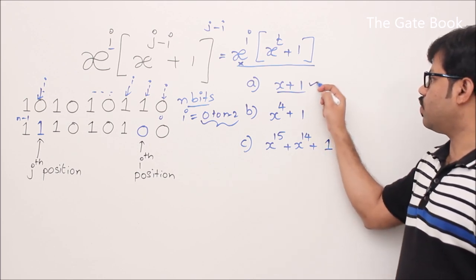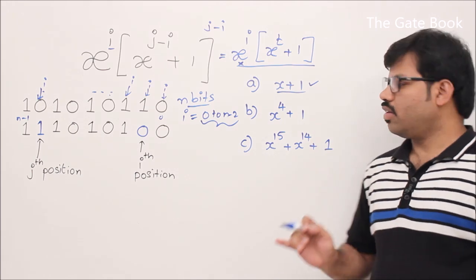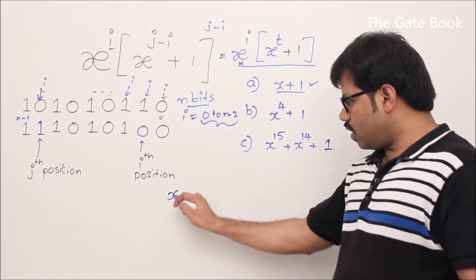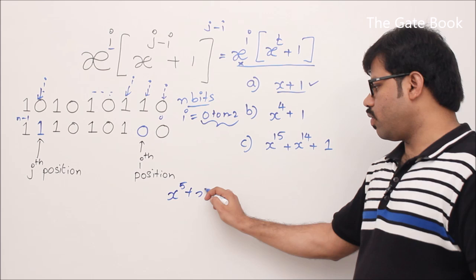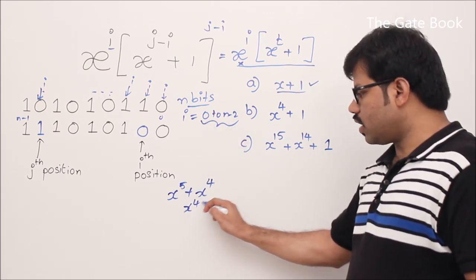Let's begin with x plus 1. Mr. x plus 1, are you a good polynomial? It is not a good polynomial, we already know that. If your error is x power 5 plus x power 4, that means two consecutive errors.